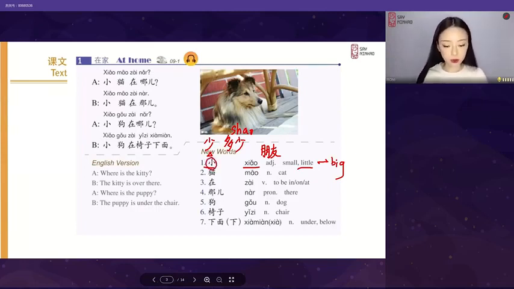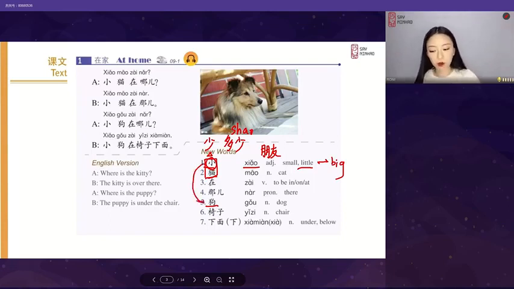Okay, now let's move on to the next word, 猫. Read after me, please. 猫, it means cat. So if I want to say kitten, then I can say 小猫, little cat. 小猫 is kitten, kitty. Next one, let's see the dog. Dog is gǒu. Read after me, please. Gǒu, it means dog. So little dog is 小狗. Just put 小 before 狗.